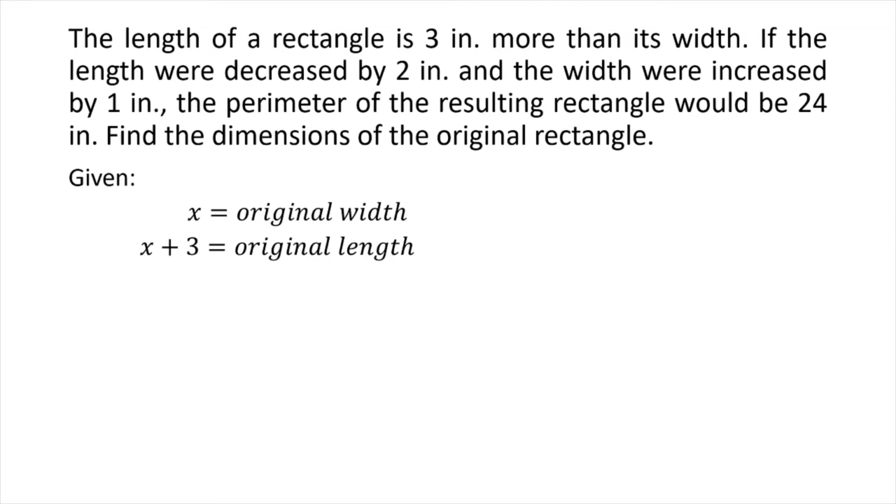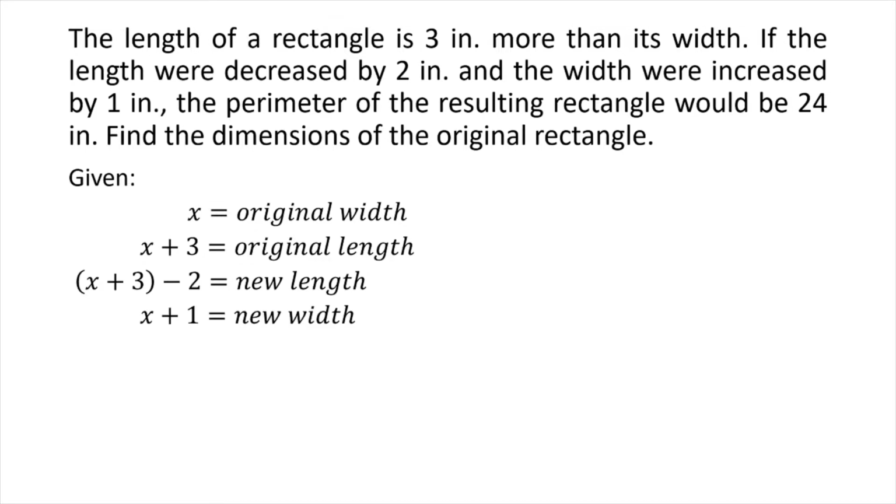And then we have the new rectangle. The length is decreased by 2 inches. So initially we have x plus 3 for the original length, then we subtract 2. And then the width is increased by 1 inch. So initially we have x, so we add 1 to get the new width. And then the resulting perimeter is 24 inches. We are asked to find the dimensions of the original rectangle, which is x and x plus 3. Okay, let's set up the equation.